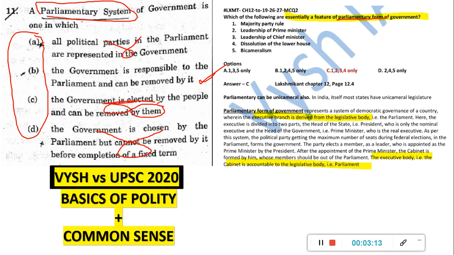What are the essential features of parliament? So here it will be there: dissolution of the lower house, it can be removed. And here the executive is responsible to the legislature. That also will be mentioned here.